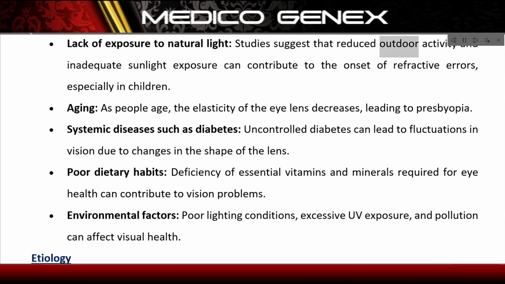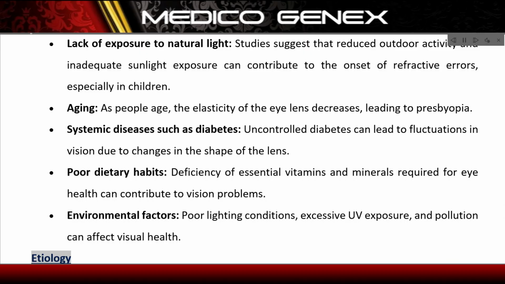Studies suggest that reduced outdoor activity and inadequate sunlight exposure can contribute to the onset of refractive errors, especially in children. Aging: as people age, the elasticity of the eye lens decreases, leading to presbyopia. Systemic diseases such as diabetes: uncontrolled diabetes can lead to fluctuations in vision due to changes in the shape of the lens. Poor dietary habits: deficiency of essential vitamins and minerals required for eye health can contribute to vision problems. Environmental factors: poor lighting conditions, excessive UV exposure, and pollution can affect visual health.